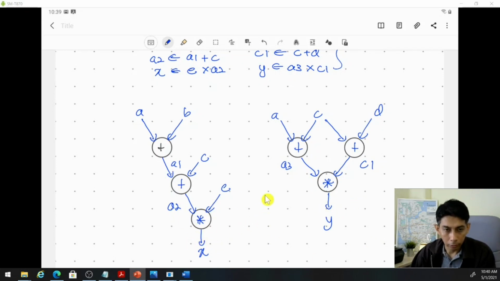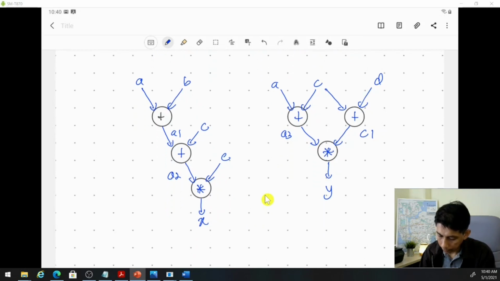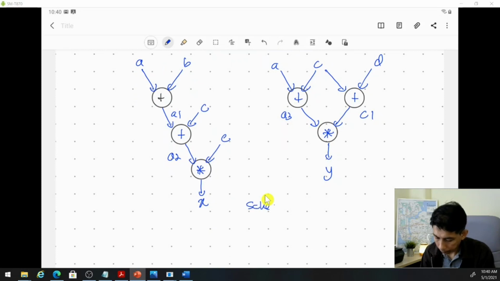So from this, we want to create the schedule and also allocation, so that we can have the RTL code later on, and of course after RTL we can have the data path. All right, so let's have this.